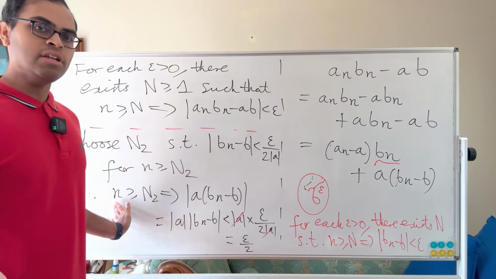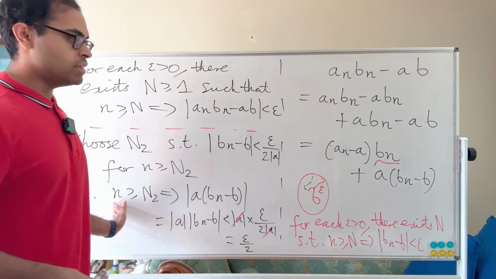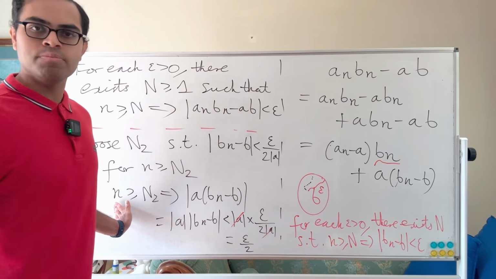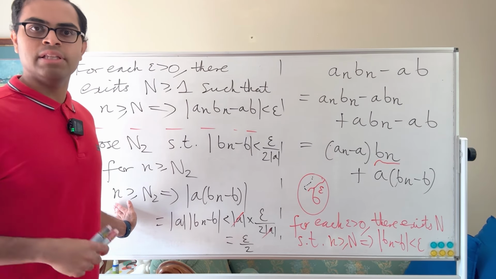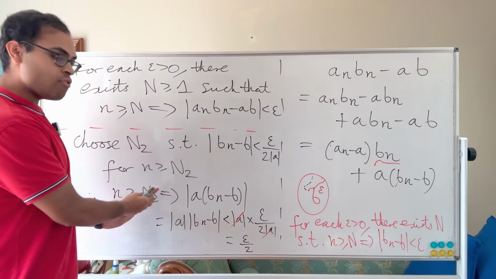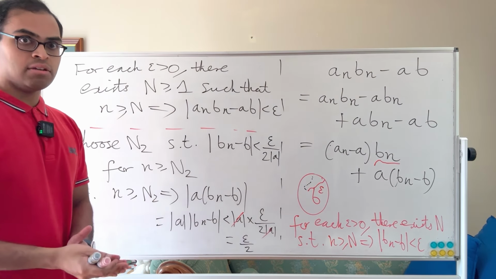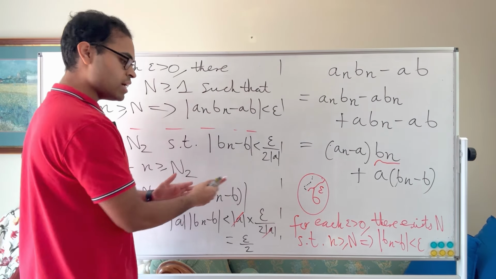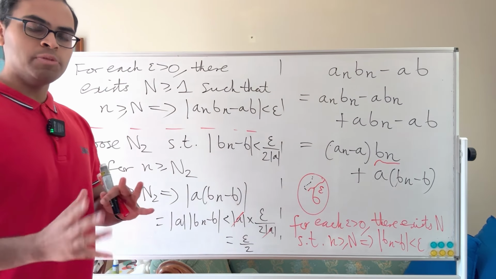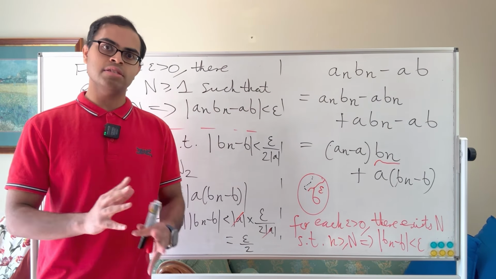And then if A is equal to 0, that's in fact the easier case. In that situation, the absolute value of A times Bn minus B is always 0, and so it's less than epsilon over 2 for all n. Okay, so either way, we found a big N2 so that for n greater than or equal to big N2, the absolute value of A times Bn minus B is less than epsilon over 2. So you can split it into two cases according to A being 0 or non-zero.